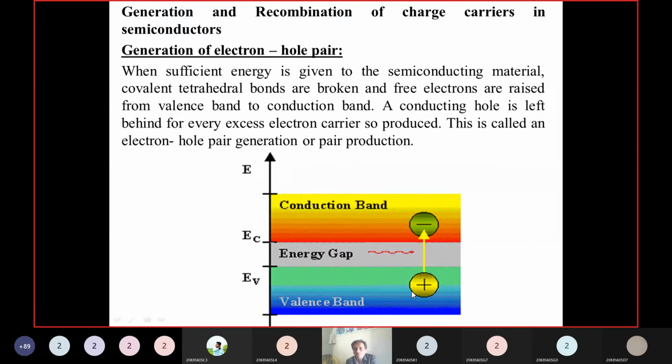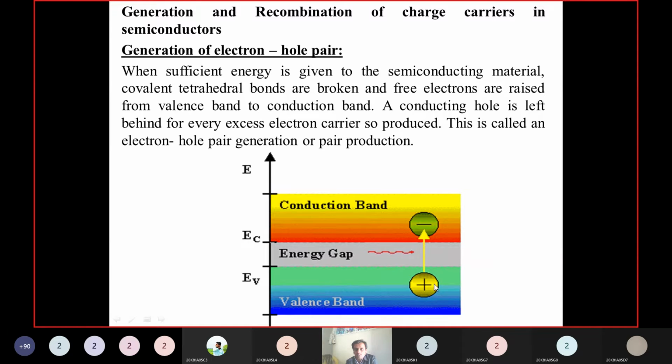If an electron goes from the valence band to the conduction band, a hole will be left behind for every excess electron carrier. So if one electron jumps from the valence band to the conduction band, a hole will be formed. This is called carrier generation of an electron-hole pair. In the conduction band an electron will be present, and in the valence band a hole will be present, so a pair of electron and hole is generated.